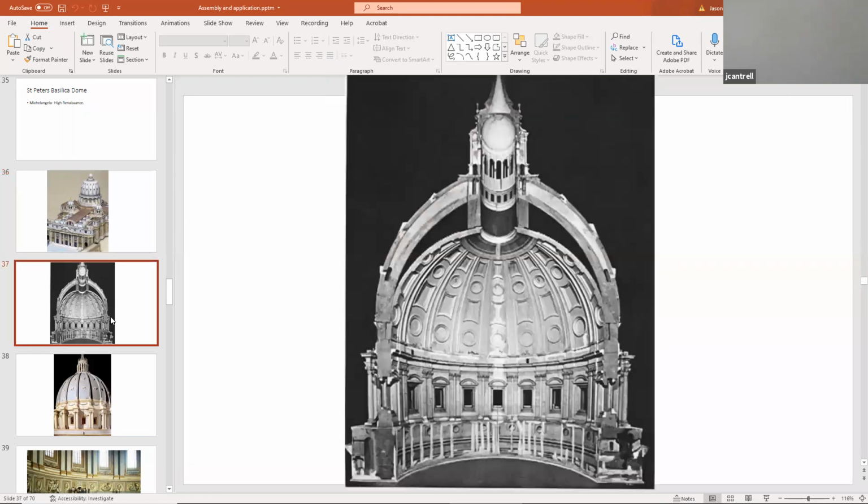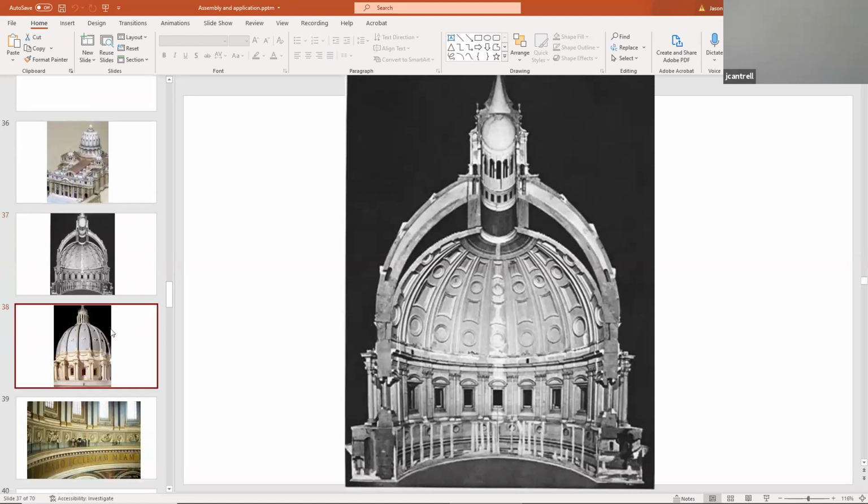But this is a credible model that was built in wood and is featured in the Vatican Museum. And it's so large, you can actually stick your head in and look inside the dome and see all the different layers. Here's the outside of it.